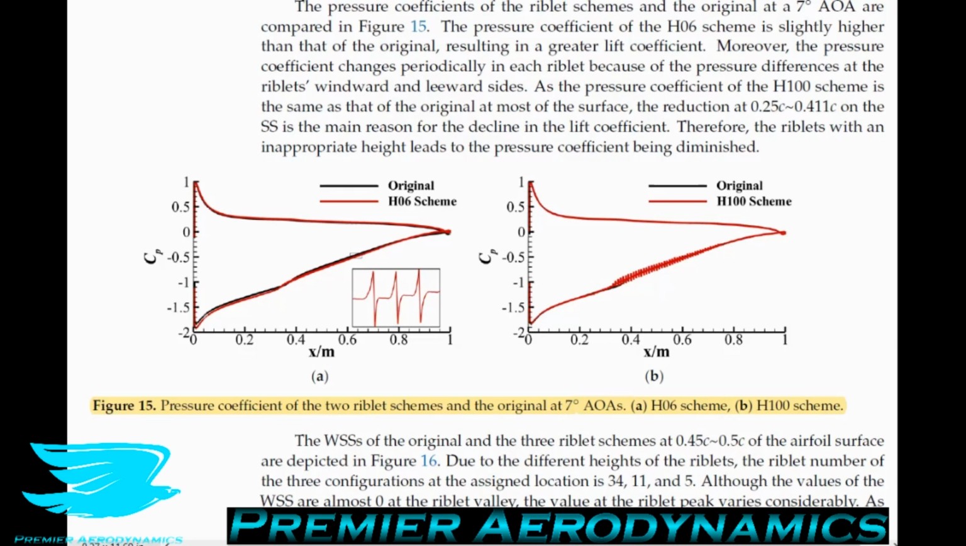Moreover, the pressure coefficient of the H100 scheme, so riblets of 10 millimeter height, is the same as the original smooth airfoil along most of the surface. The reduction from 25% of the chord to 41% of the chord on the suction side is the main reason for the decline in the lift coefficient. So in other words, that's actually where the riblets are. For this very big riblet size of 10 millimeters, the pressure coefficient is actually worse. So you're not getting as much lift compared to the smooth airfoil. So that's why they're detrimental.